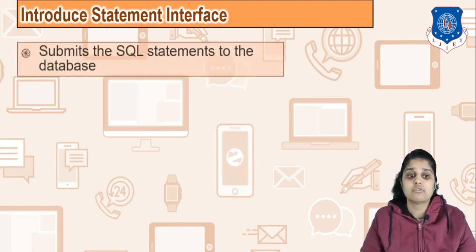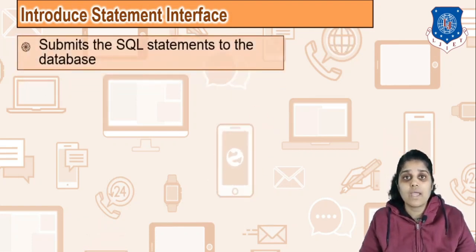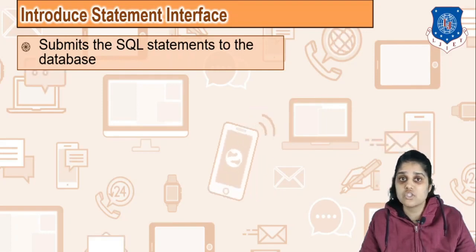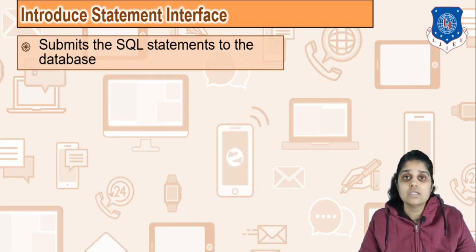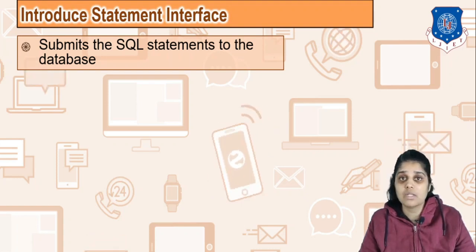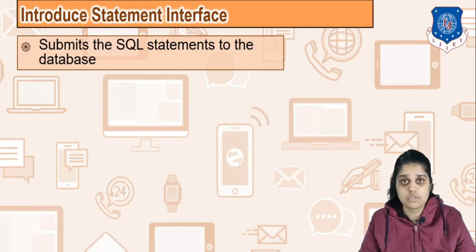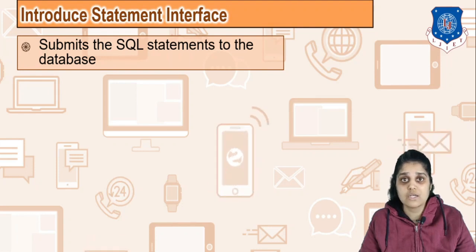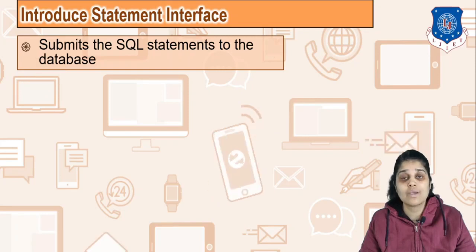Now, a statement interface. Whatever queries you want to fire and reflect in the database are written in the form of strings in a Java application. These Java application strings need to be converted to SQL fireable queries. This is where your statement interface will be handy. The statement interface takes in all the strings for the queries that you are writing and converts them into fireable or executable SQL queries.